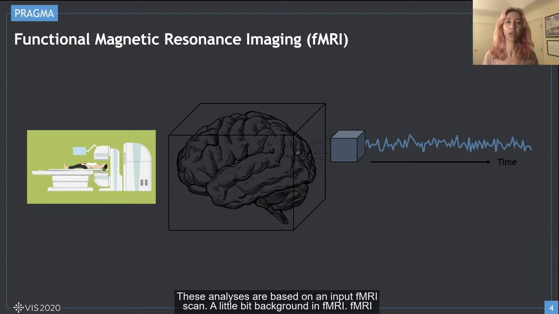A little bit of background on fMRI. fMRI is a non-invasive technique that measures blood oxygen in the brain as a proxy for neural activity. Each scan is volumetric snapshots of the brain taken at different time points. Each 3D volume is divided into tiny cubic regions called voxels. Each voxel represents a fixed spatial location, and the signal is the change in neural activation over time for that unique location.